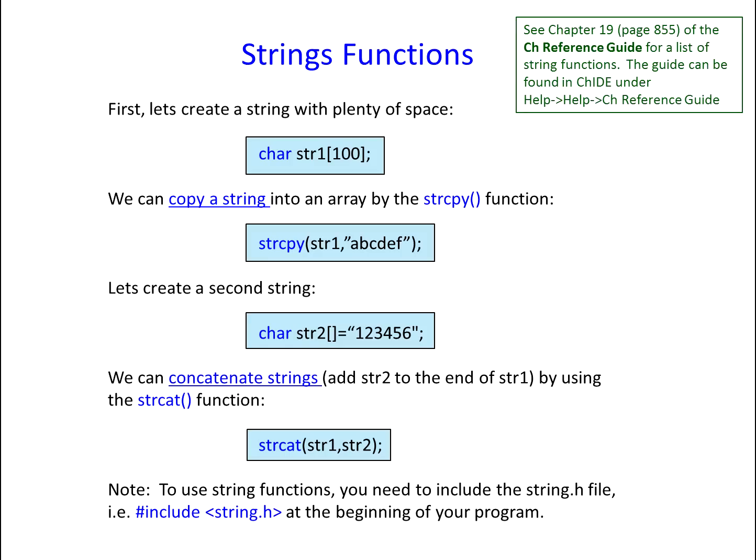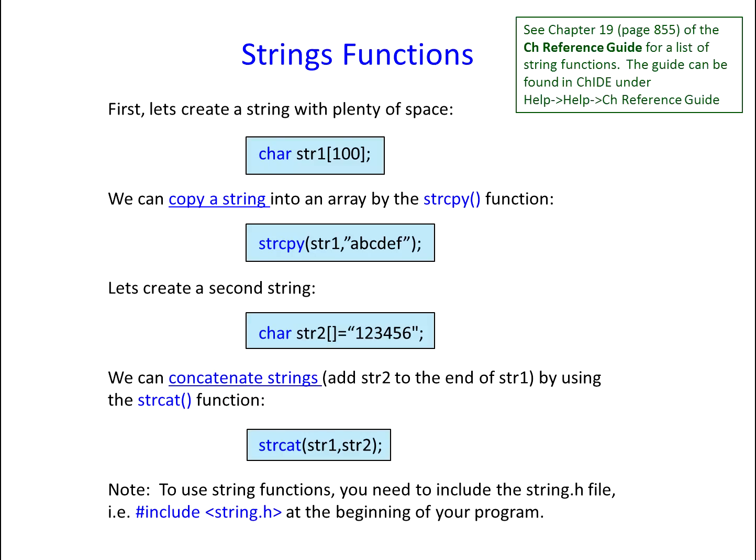Let's create a second string. Here's string 2 that has the numbers 1, 2, 3, 4, 5, and 6. These are just the ASCII equivalent of the numbers. We will get into integers later, so these are not integers. These are characters. Now we can concatenate or append strings together. So let's say we just want to add one string to the end of another one.